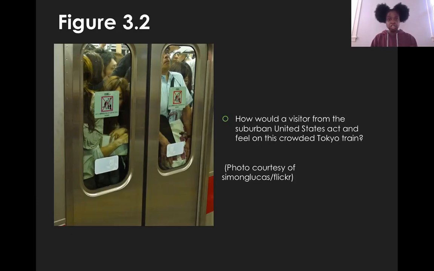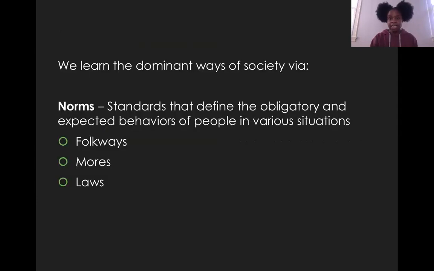So as a visitor in that country, how would you act? How would you feel? Out of place in the beginning, definitely out of place, right? But you learn. You learn the culture. You learn the values. You learn the shared beliefs. Okay? Whether or not you agree with them. Okay? We learn dominant ways of society through what we call norms in sociology.